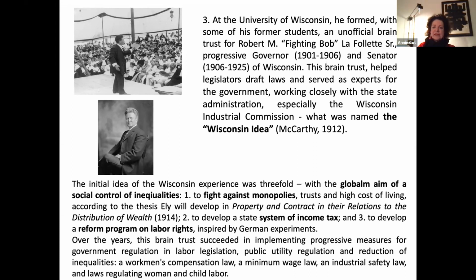with basically the global aim of social control of inequalities on three points: the fight against monopolies. Guillaume mentioned Albion Small on the question of concentration, which was a theme under John Bates Clark, Ely's. They were all discussing the question of concentration. Second, a state system of income tax. And third, which is of more interest for my paper, a reform program on labor rights, inspired by German experiments, and even more so because you had a lot of workers of German origin in Wisconsin at that time.